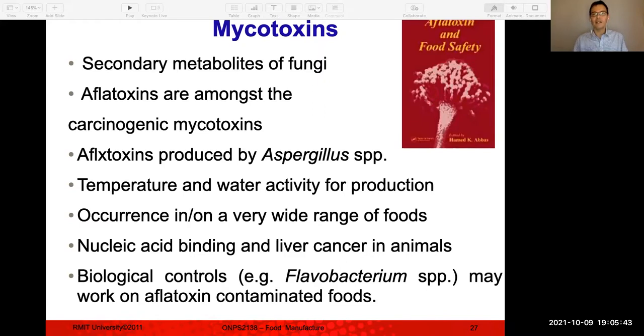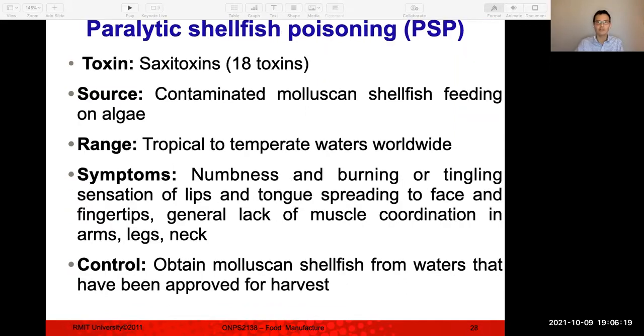And their carcinogenic potential is because of their nucleic acid binding. And so, there's been studies done which show that liver cancer has happened in animals because of that. And so how can we stop that? So there are some biological controls, for example a flavor bacterium, my work on aflatoxin contaminated foods as an example of biological controls.